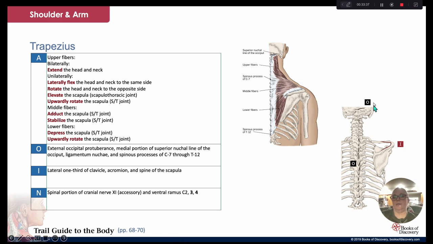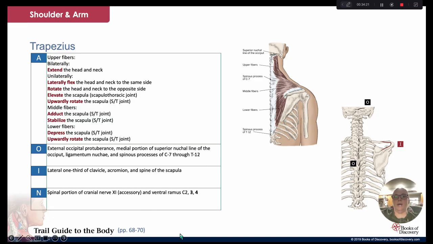All right, origins. Go into the picture here. The occipital protuberance, the superior nuchal line of the occiput, is where this originates. And it also originates, like I said, from C7 to T12 on all those spinous processes. The spinous processes are the spikes coming off your spine, kind of like a dinosaur, if you were to look at your back. The spikes coming off the side, we will talk about those later. Those are the transverse processes. But in this case, let's just talk about those spinous processes, the dinosaur spikes.